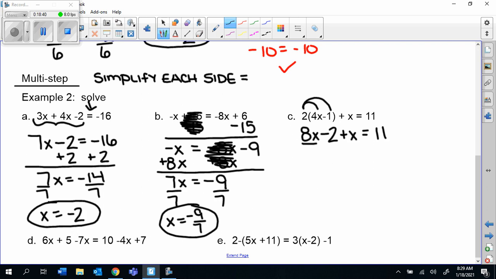Now I can gather my like terms. The sign isn't going to change. I'm still working with the same side of the equal sign. So 8x plus x. We're not changing the sign. That's a big misunderstanding often with students. We're not flipping a thing because we haven't jumped over the equal.